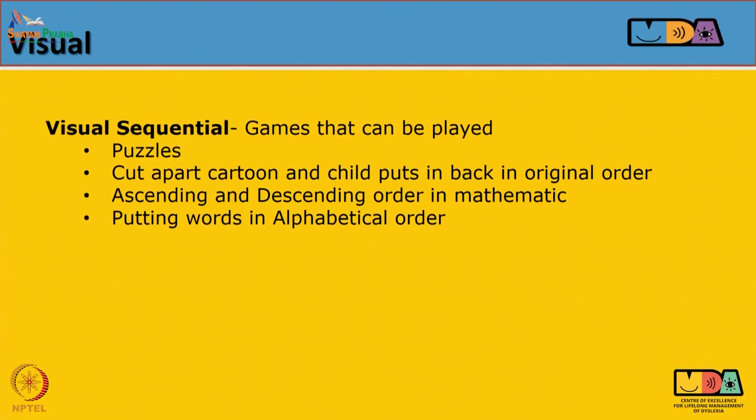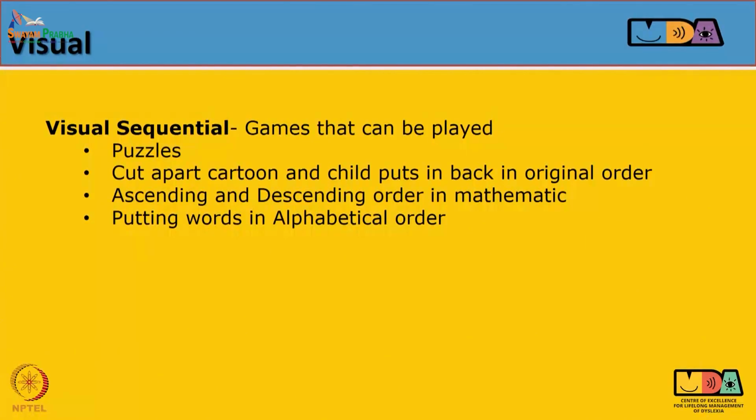Games that we can play for visual sequential memory are puzzles. Puzzles require a lot of attention, a lot of focus and a lot of sequential abilities. Cut apart a cartoon and ask the child to put it back in the original order. Ascending and descending order in mathematics is another very important game. He is not only internalizing the numbers in the sequence, the larger and the smaller, the one that comes before, the one that comes after, but he is also internalizing visual sequential memory.